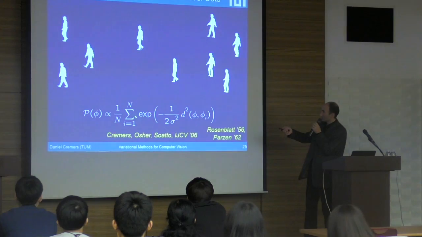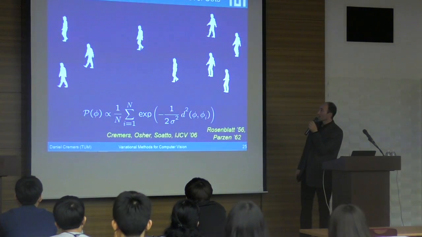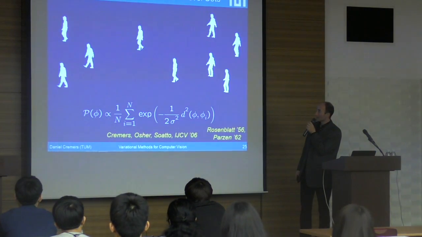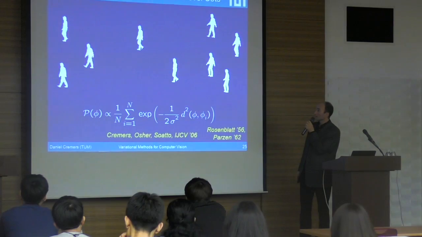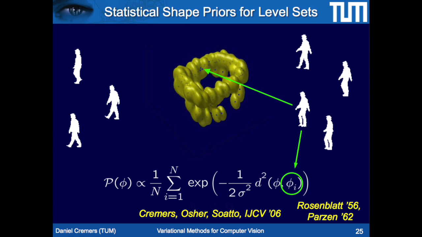This is stuff that was developed in the 50s and 60s by Akaike, by Rosenblatt, Parzen, and many others. Here is one of these density estimators. It's often called the kernel density estimator. It's just a sum of Gaussians centered around, in this case, each training sample. And in our case, the silhouettes are the training samples, so we train a shape prior on a set of silhouettes. Each silhouette is encoded by its signed distance function.